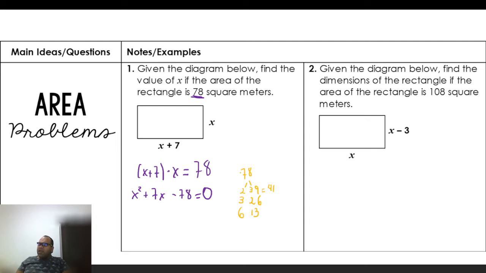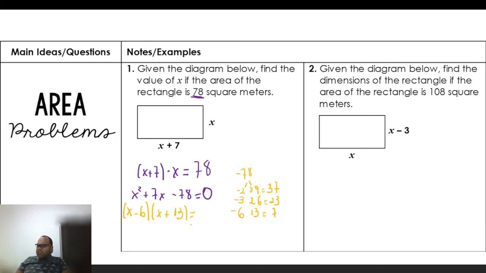Sorry, guys, one must be negative. Which one? Let's pick the least. I think the least is better. Negative 2 times 39, the sum is 37. Negative 3 and 26, it is 23. Negative 6 and 13, it is 7. Oh, we got it. Negative 6 and 13. And here it is (x minus 6)(x plus 13).